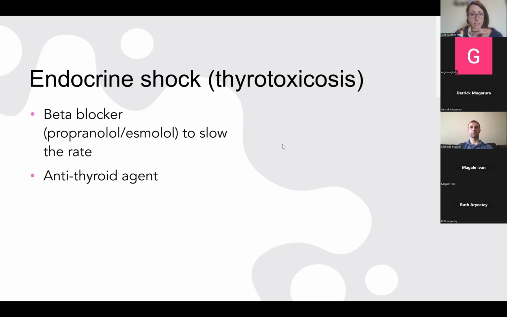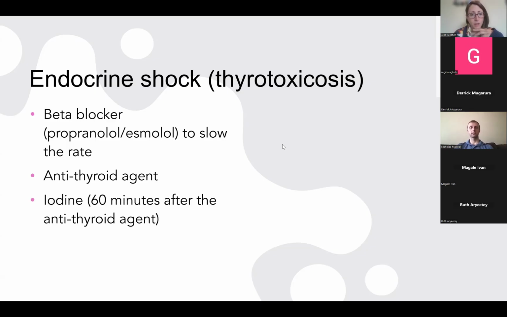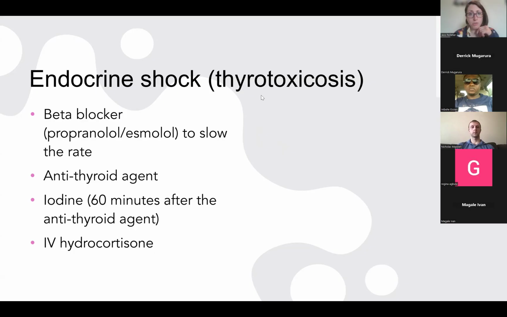And then they really need anti-thyroid treatment early. Iodine should not be given earlier than 60 minutes after the anti-thyroid agent. So methimazole or propylthiouracil, and then 1 hour later, you can give the iodine. And they also need IV hydrocortisone because a lot of these people will have concomitant adrenal insufficiency when they have thyrotoxicosis. So usually 100 milligrams of IV hydrocortisone should do the trick, and that will help with their blood pressure as well.